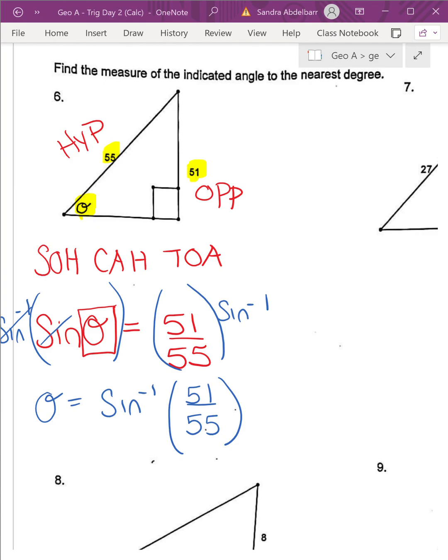And now we're rounding again. I don't want the nearest degree. I want the nearest tenth. If I'm rounding to the nearest tenth, what is theta? Theta is 68.0 degrees.